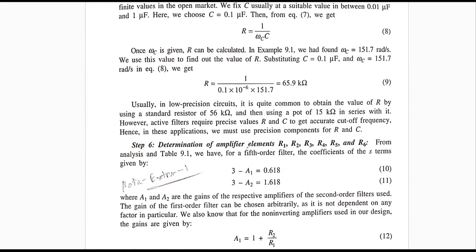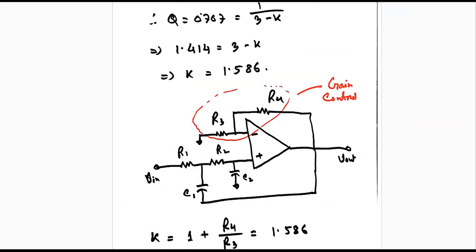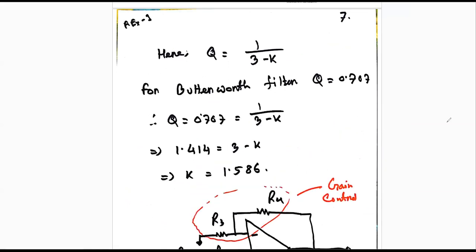Determination of the amplifier element. So we need to determine R1, R2 for the second order, R3, R4 for the second order, and R5, R6 for the first order. Okay. So from the previous example in the Chebyshev, we can find that this kind of expression we have.